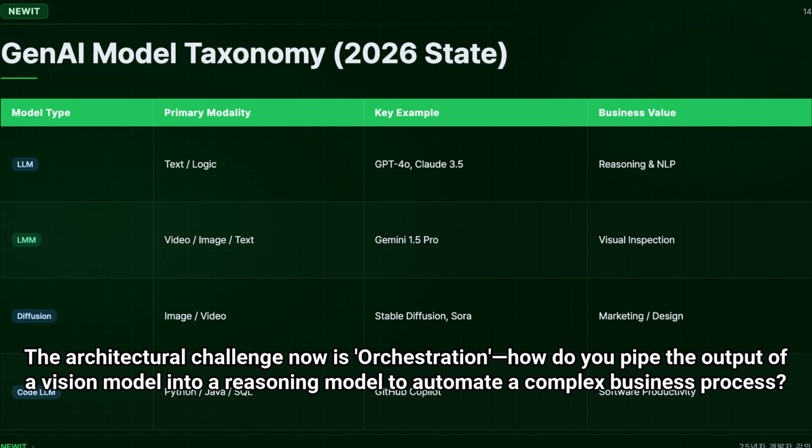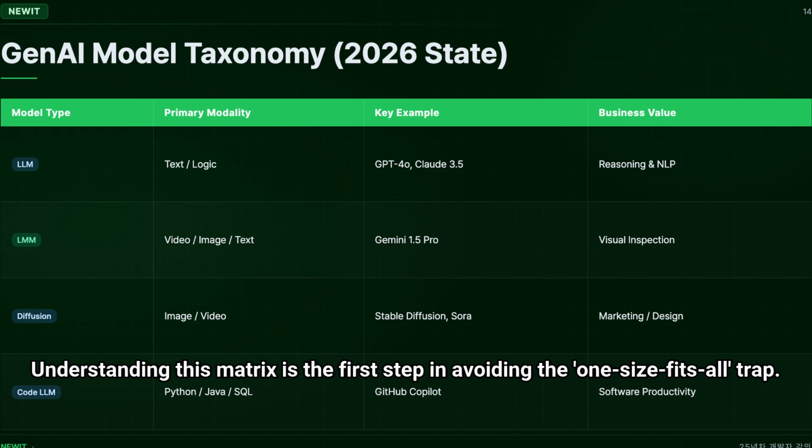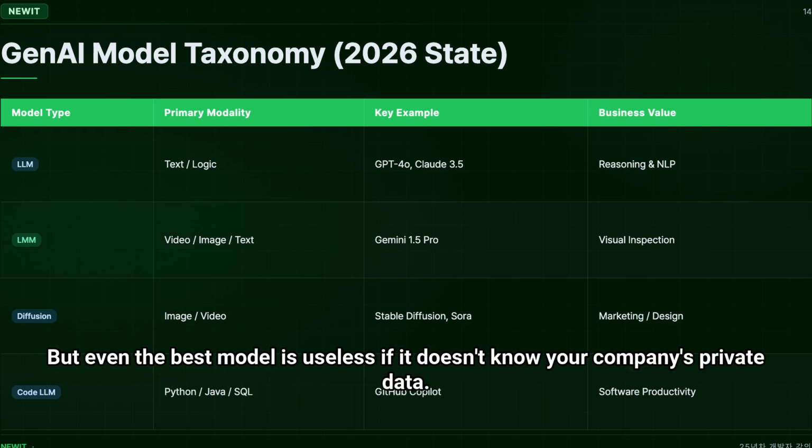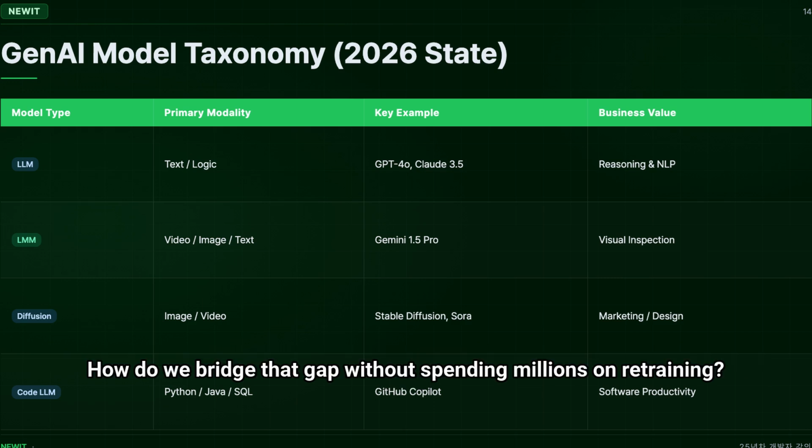The architectural challenge now is orchestration. How do you pipe the output of a vision model into a reasoning model to automate a complex business process? Understanding this matrix is the first step in avoiding the one-size-fits-all trap. But even the best model is useless if it doesn't know your company's private data. How do we bridge that gap without spending millions on retraining?